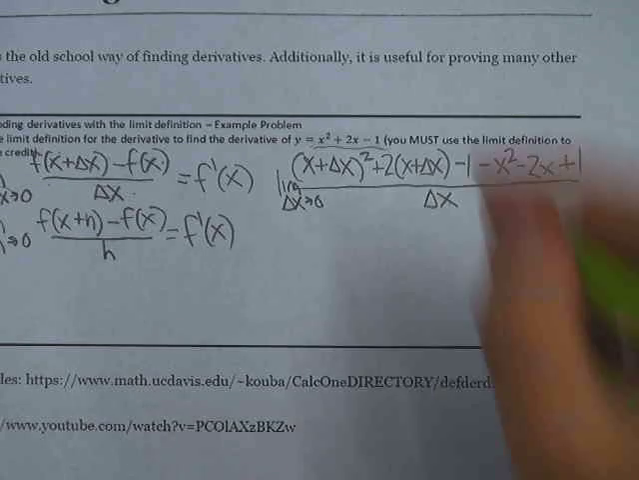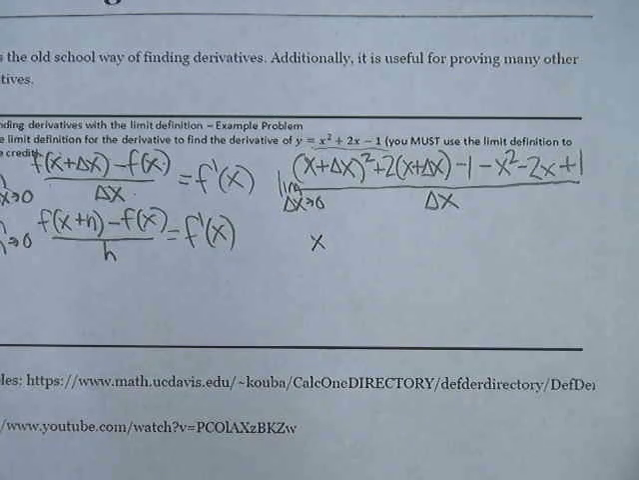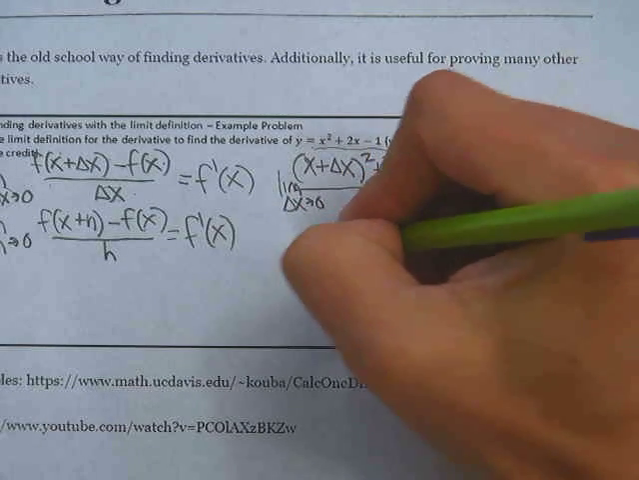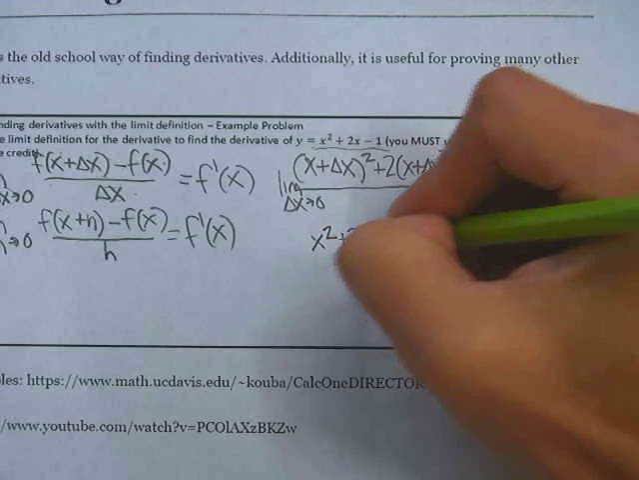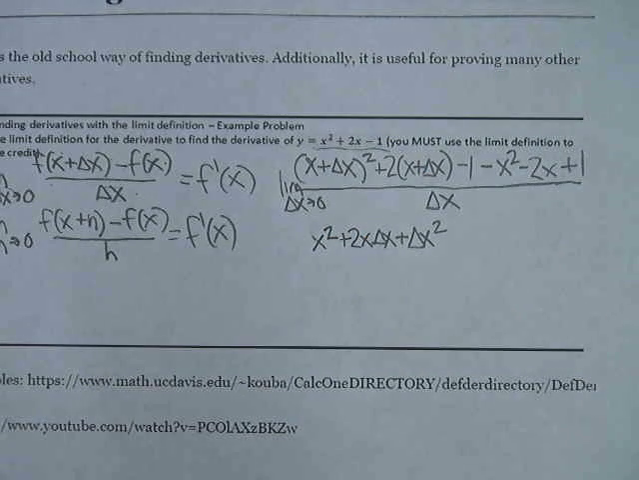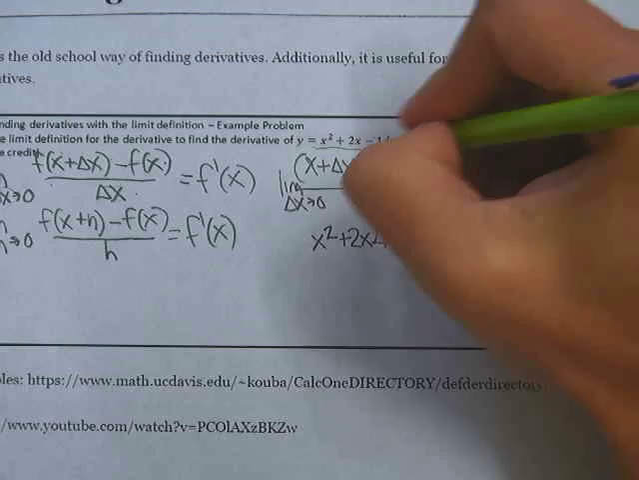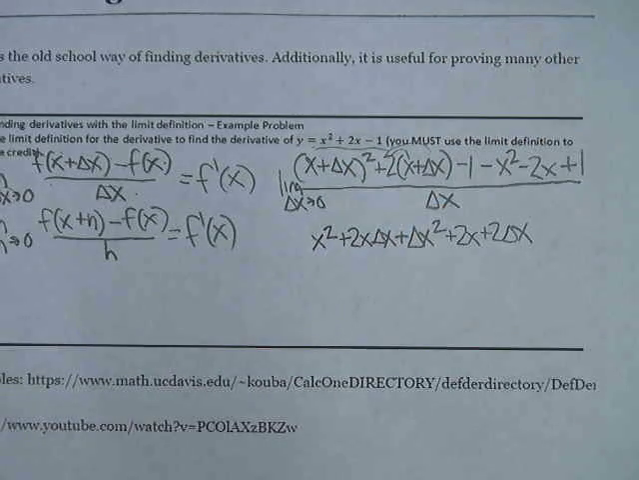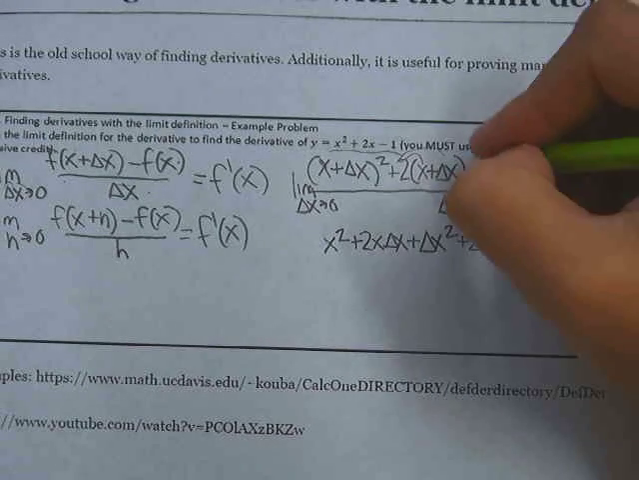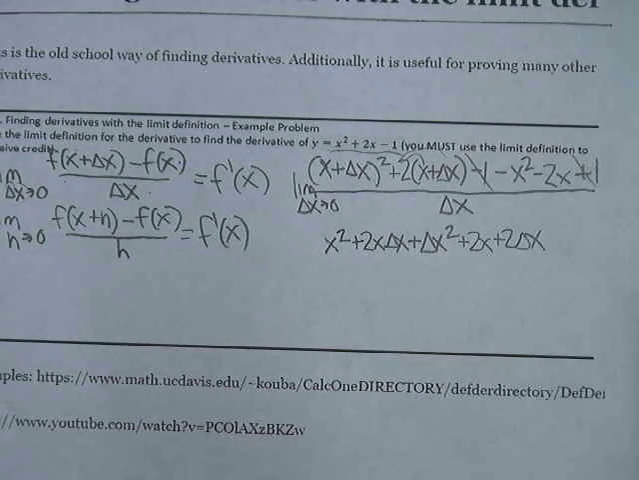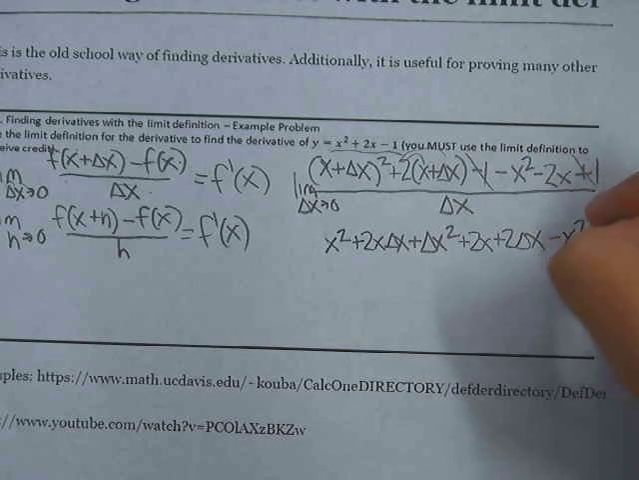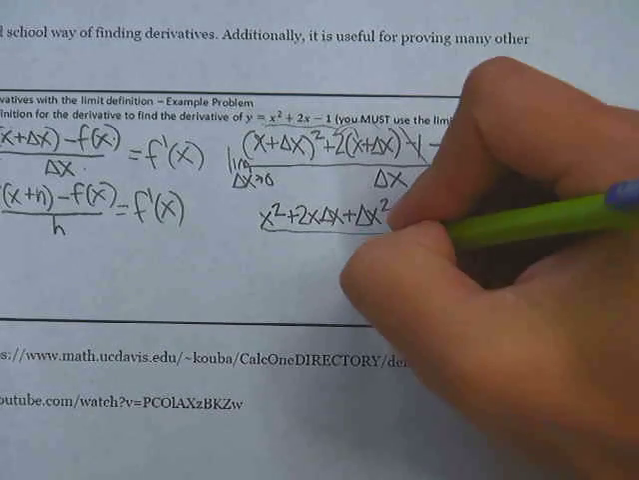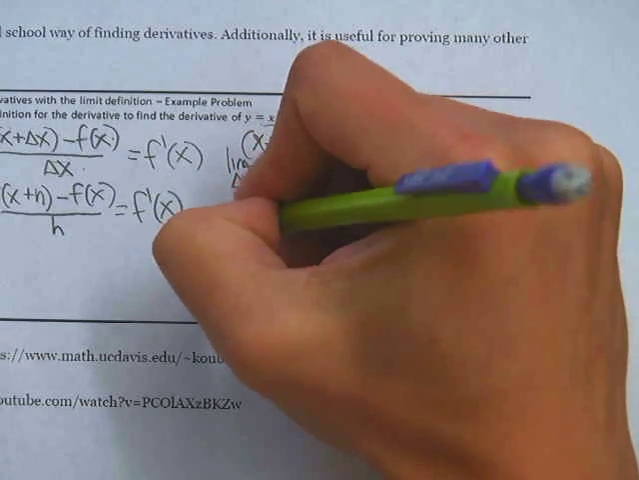All right, next step is we got to distribute here. We always have to do parentheses first in order of operations. And we get x squared plus 2x delta x plus delta x squared out of that. And then we have to distribute here, and we get 2x and 2 delta x. And then this stuff's all good. So the -1 and the +1 actually kill each other right now, and we just get minus x squared minus 2x, all over delta x. I might as well write all the things.